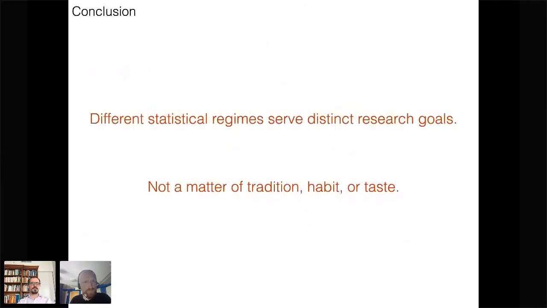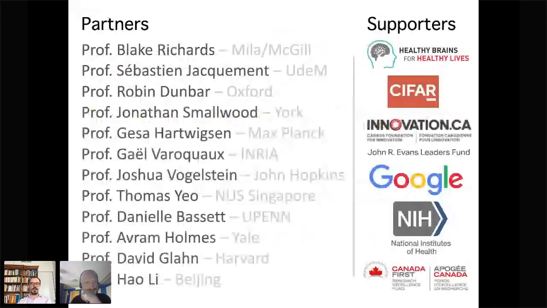So conclusions, I think what's most important to me personally is that different statistical regimes serve distinct research goals. That's one. And that shouldn't be a matter of tradition, habit, or taste. That's my main conclusion. And I thank my collaborators for the inspiration on the left.